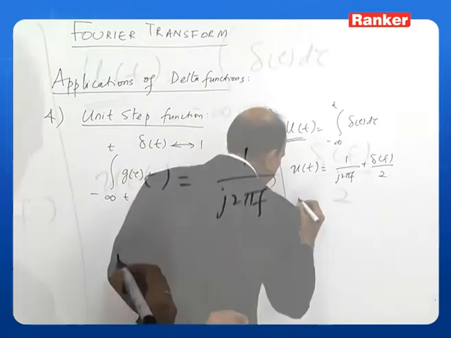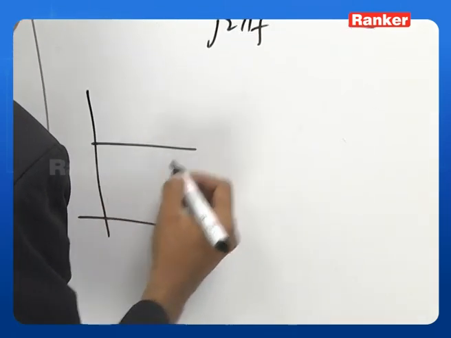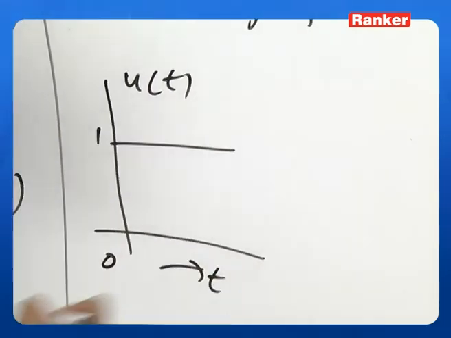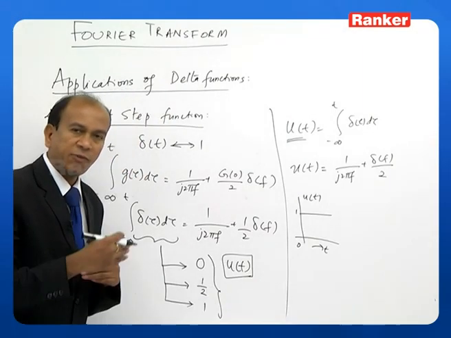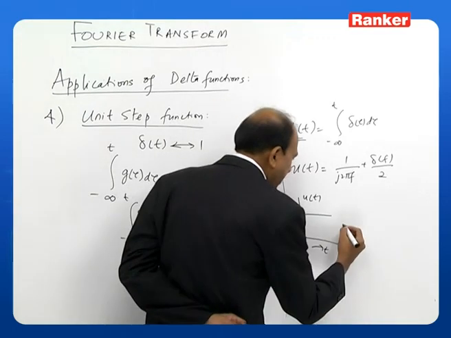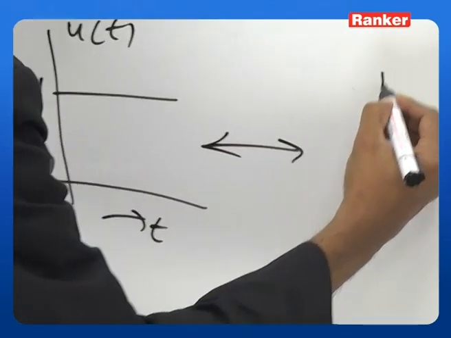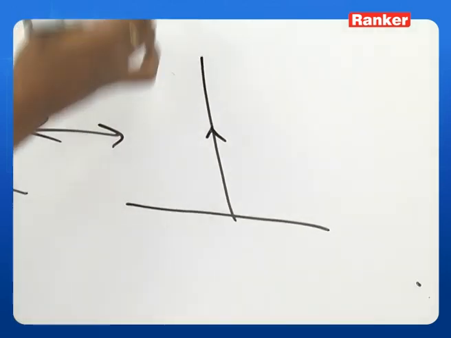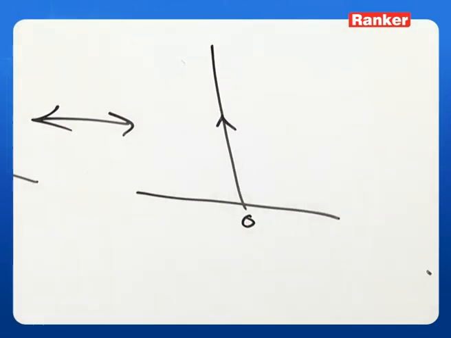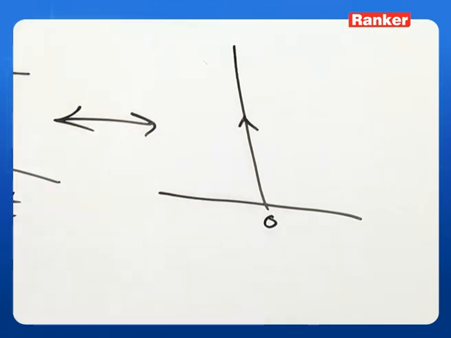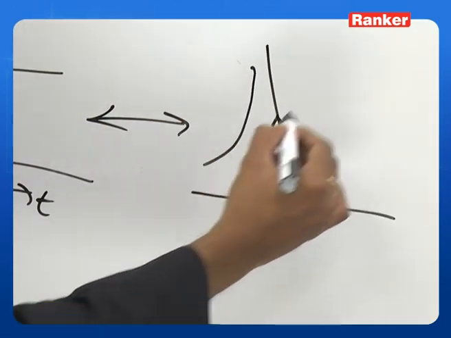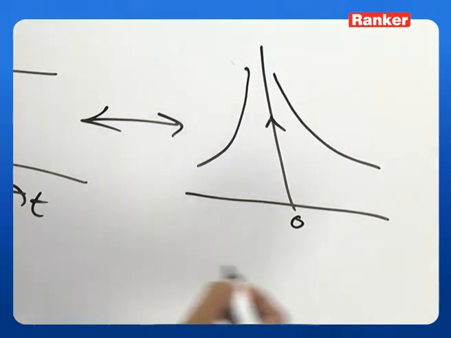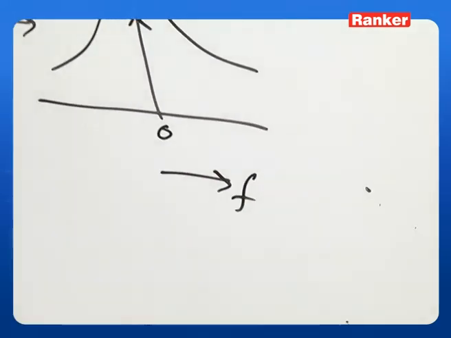So, u of t, as you are aware, is a positive function. So, it will be like this. This is u of t for us. This is 1 and this is t. The frequency domain spectrum will be like this. There exists a delta function at 0. So, we have put a delta function here, and then 1 by j 2 pi f is something like this. So, this is the frequency domain representation of a unit step function.